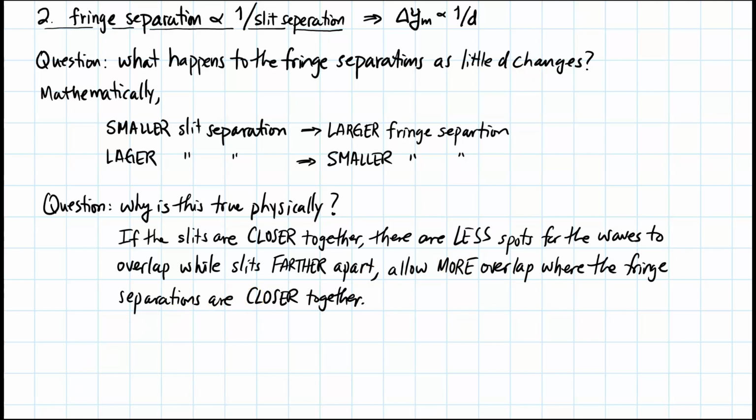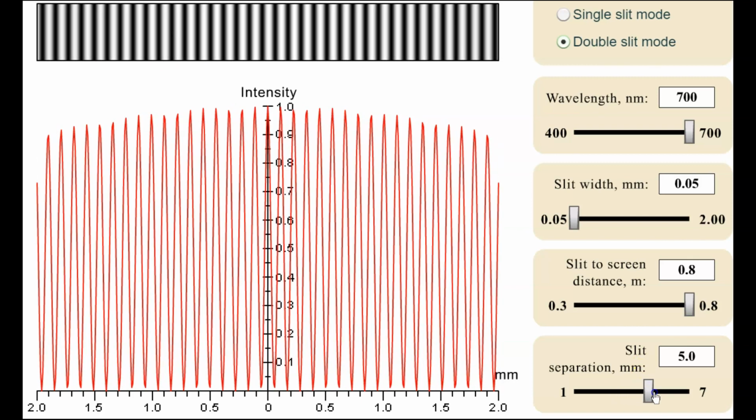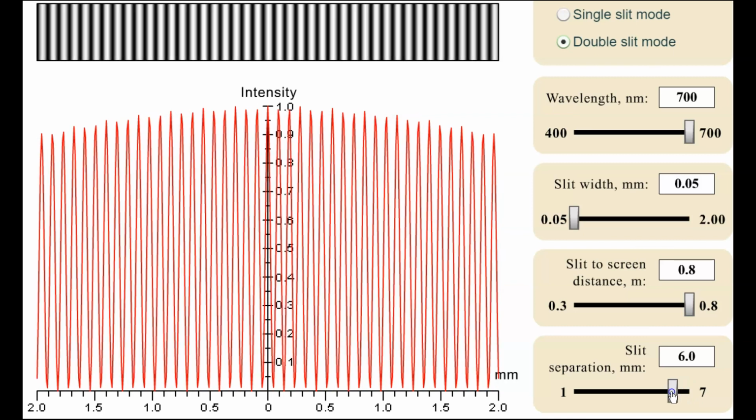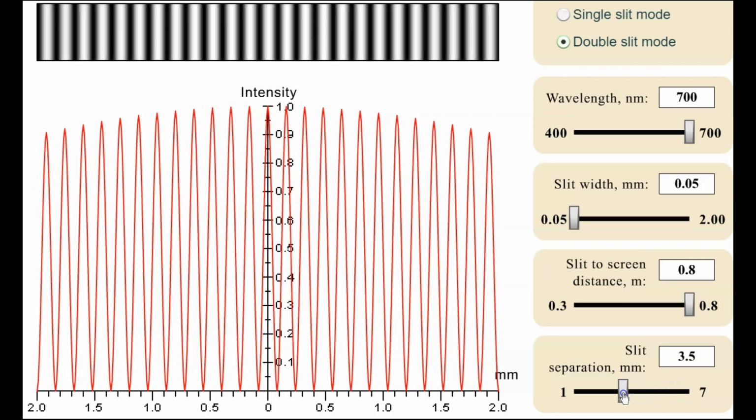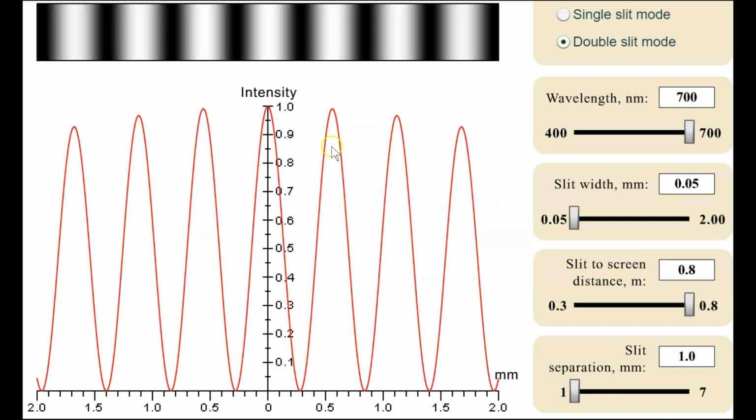Let's go look at this in the applet. So once again, I'm not touching the slit width. The wavelength I'm going to fix, the screen distance I'm going to fix, it's only the slit separation. So if I increase the slit separation, what happens to the fringes? They get closer together. There are more locations for them to interfere, so therefore the fringe separation has to decrease. If I decrease the slit separation, there are fewer spots for them to interfere. Therefore, the fringes have to spread out more.